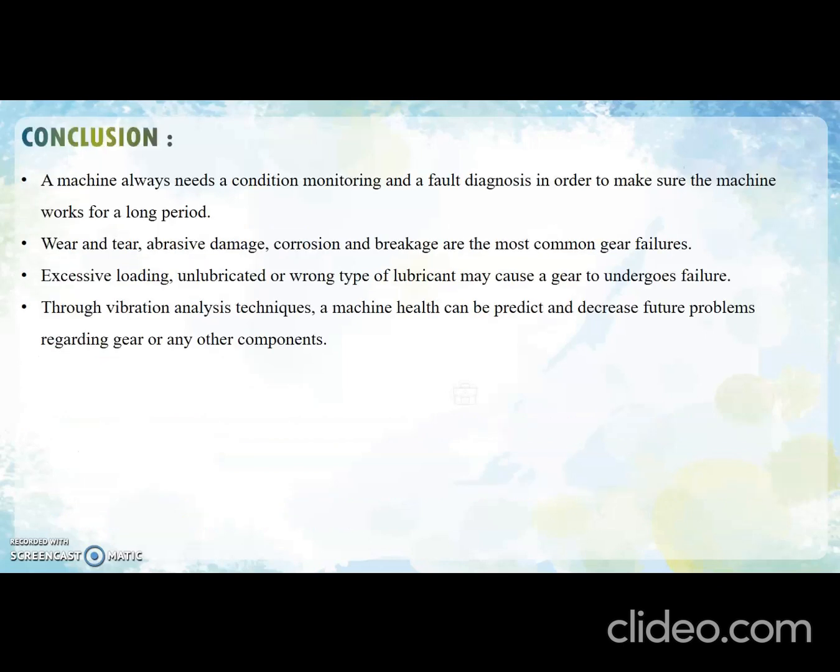Conclusion: machine vibration may occur because of gear fault. A machine always needs condition monitoring and fault diagnosis in order to make sure the machine works for a long period. There are different types of gear failures that may cause high vibration in a machine. Wear and tear, abrasive damage, corrosion and breakage are the most common gear failures.